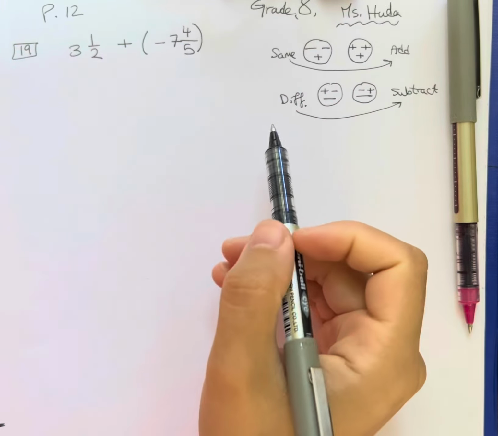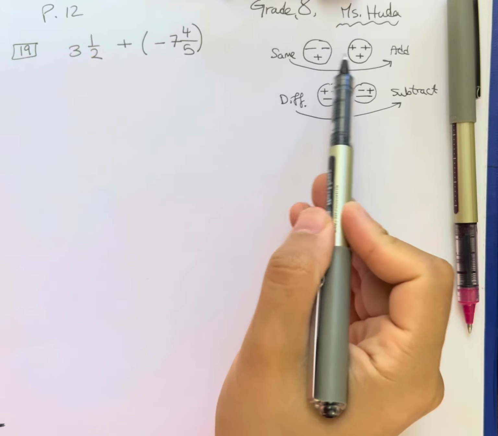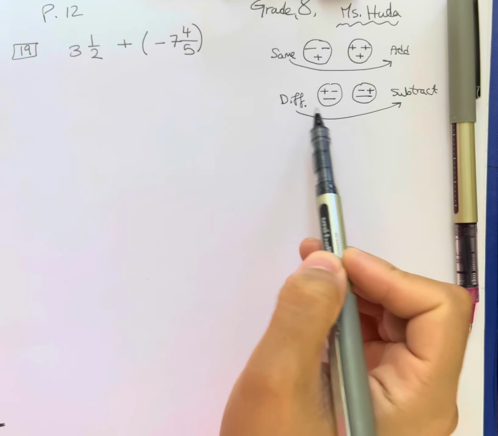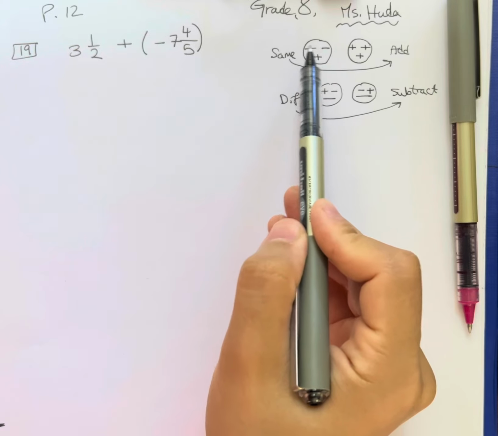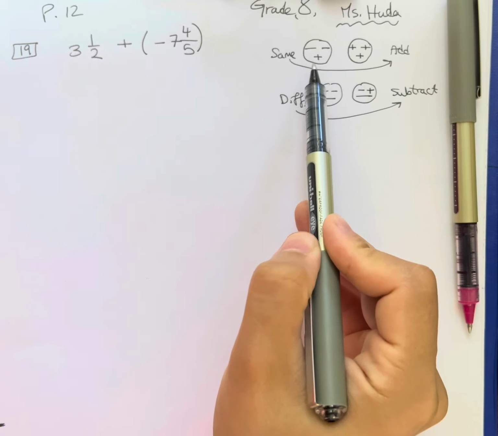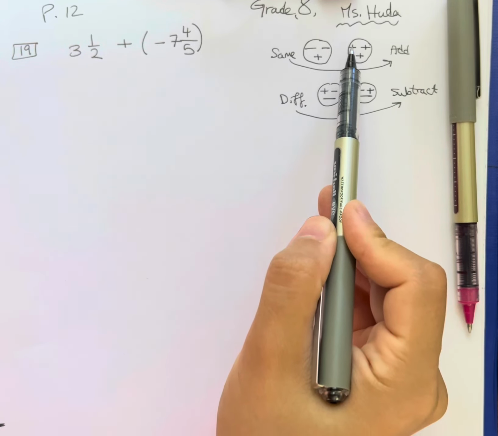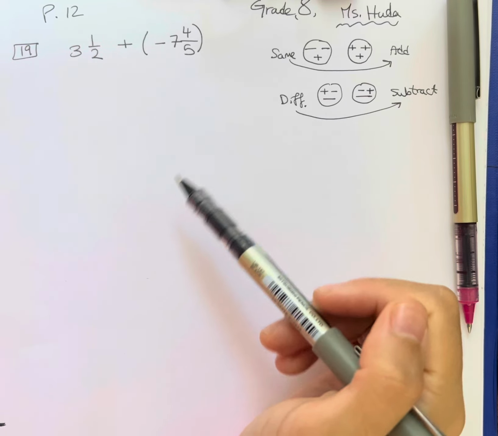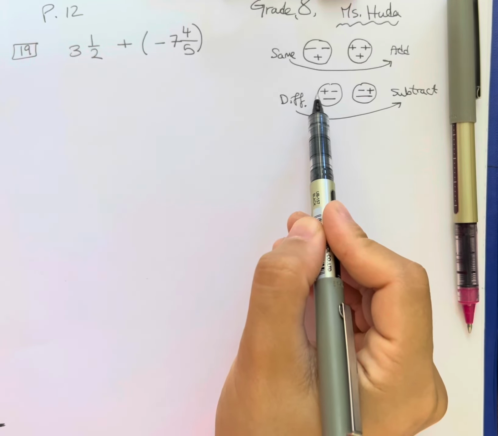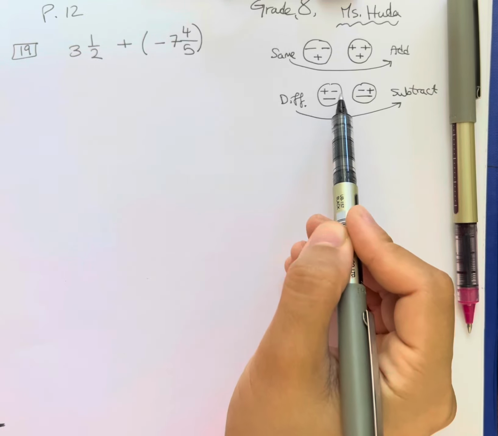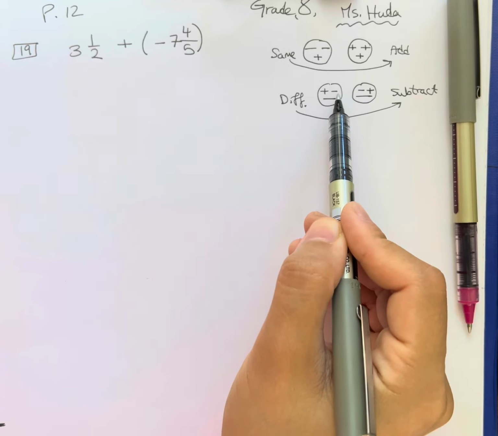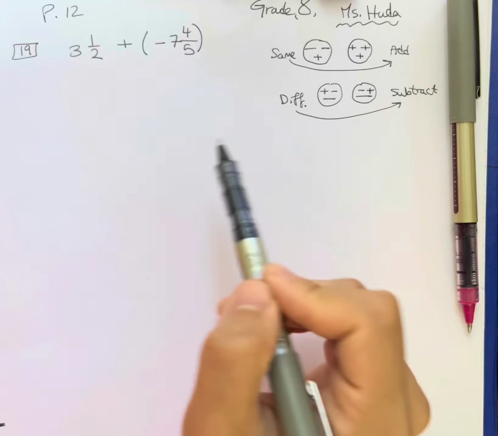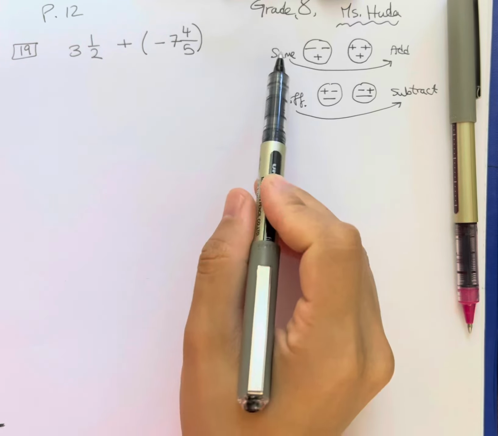Okay, as you can see on the right side of the paper, you see two faces here and two here. So whenever I have same sign, negative and negative, always I am adding. And whenever I have positive and positive, always I am adding. But if I have different sign, as you can see, take a look at the signs, they're different. One of them is positive, one of them is negative. Always I am subtracting. So different sign, subtract, and same sign, add.